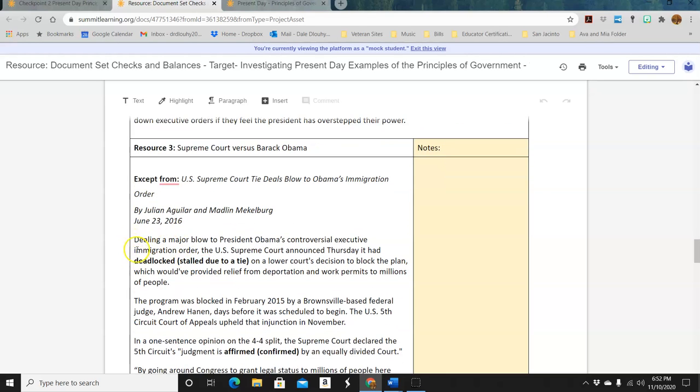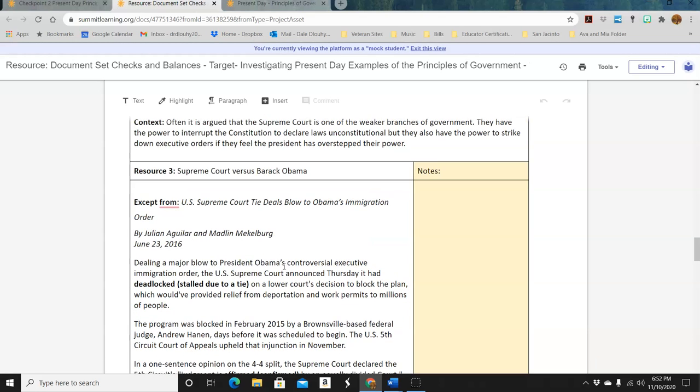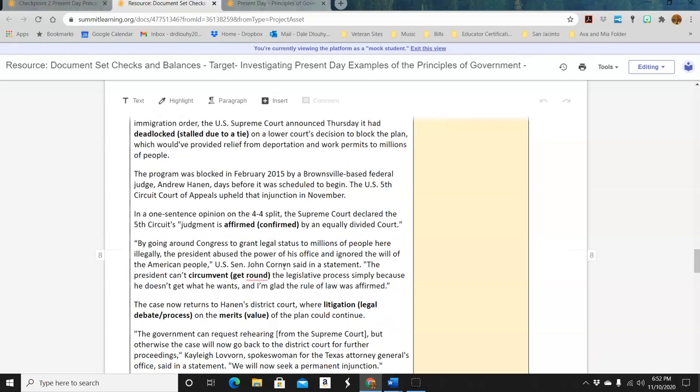So if you take a look here, dealing a major blow to President Obama's controversial executive immigration order, the U.S. Supreme Court announced Thursday it had deadlocked on a lower court's decision to block the plan, which would provide relief from deportation and work permits to millions of people. Okay, so here we have an example of the judicial branch checking the executive.